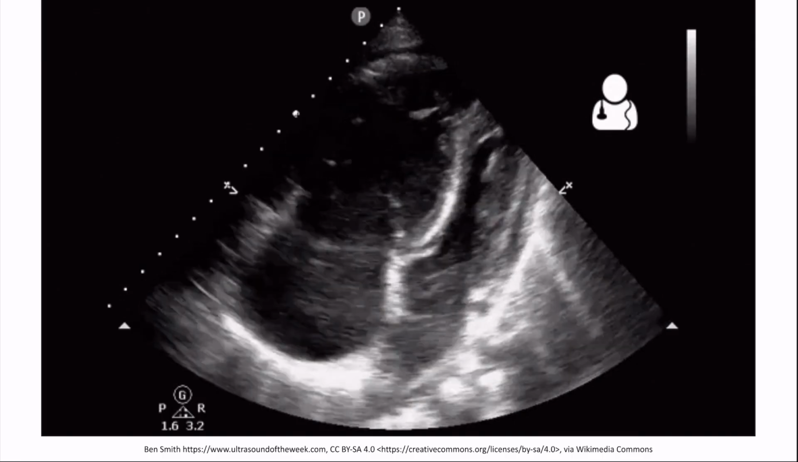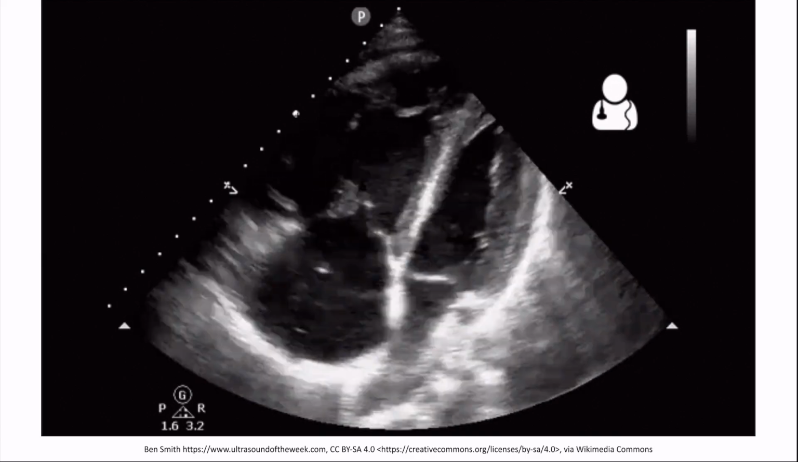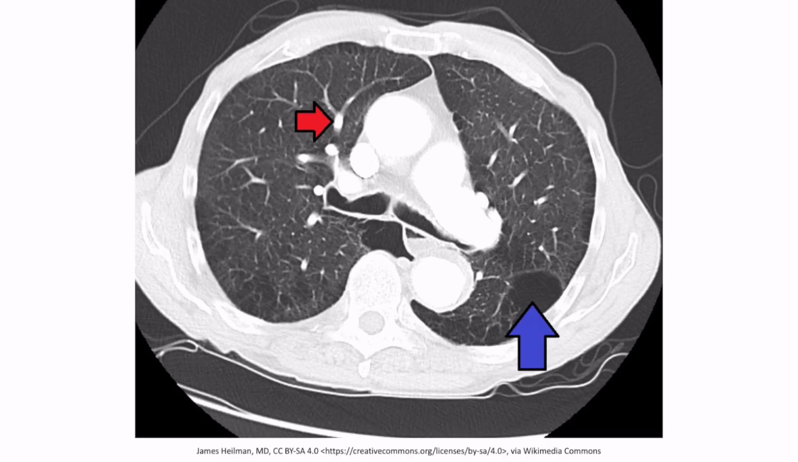Here we have an echocardiography of the patient with pulmonary hypertension. I would like to draw your attention to the dilated right atrium and right ventricle. Here is a CT scan showing a dilated pulmonary artery marked by a red arrow, which suggests pulmonary hypertension. Additionally, there is ballooning of alveoli marked by the blue arrow, suggestive of emphysema.